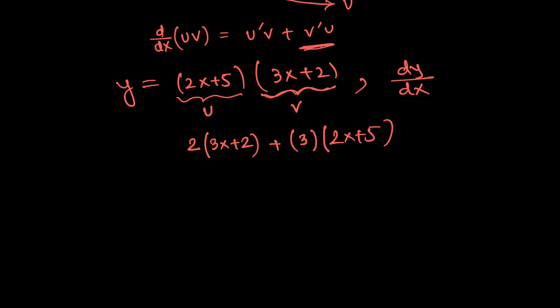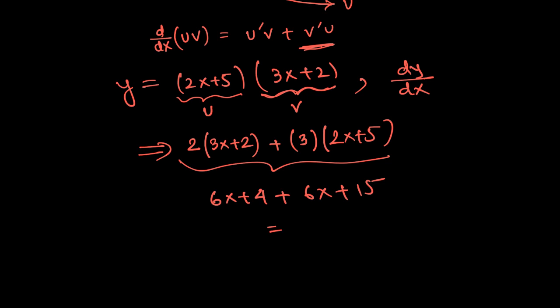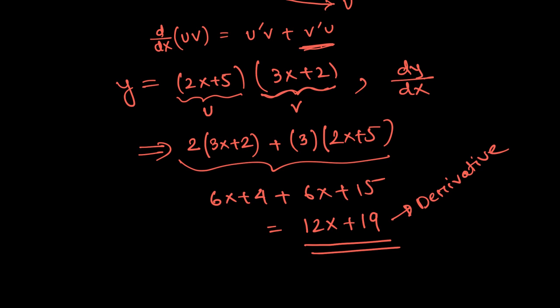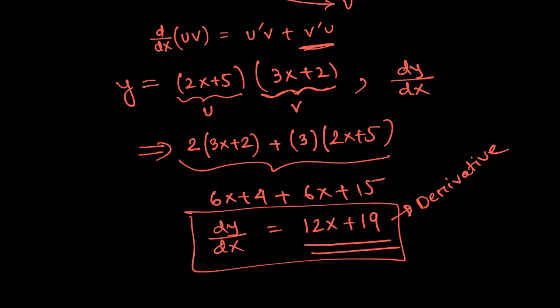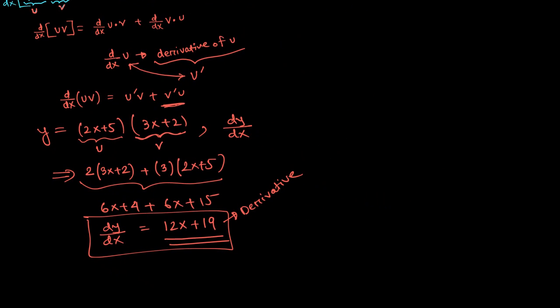So this answer we have just formed can be further simplified into 6x plus 4 plus 6x plus 15, and it can be simplified into 12x plus 19. So this 12x plus 19 is our derivative. So you can say that dy by dx is equivalent to this expression. And if you expand the whole functions, if you multiply throughout and then apply the power rule, the answer is going to be the same.